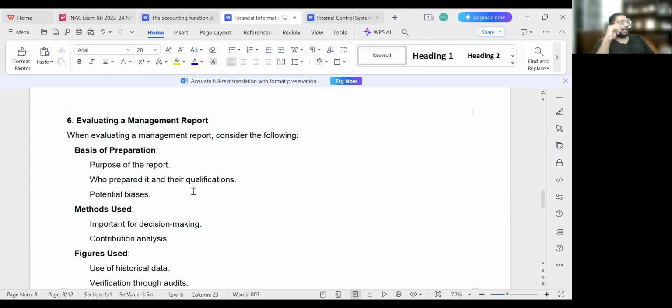Okay, so let's say you get a budget, right? You get a budget in front of you. So the first question you ask is, on what basis is that budget made? What methods have they used?